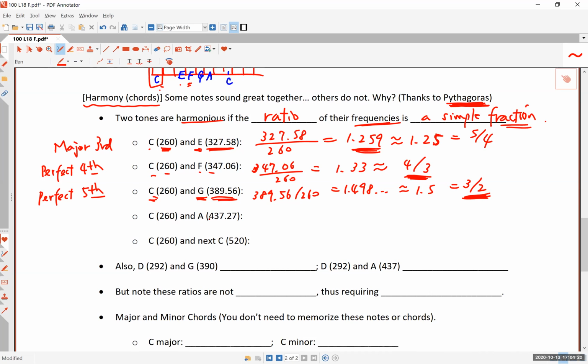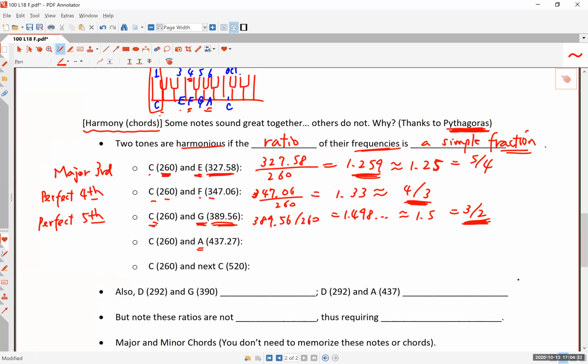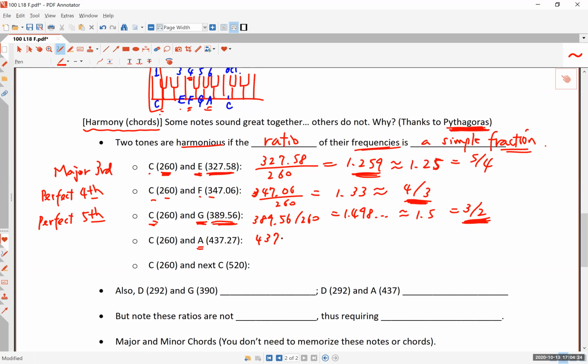And then how about A? So this will be this A here. And if you divide 437.27 divided by 260, you get something like 1.6818, not very close, but it is fairly close to 1.66, which is 5/3. Okay. And so this is because it's a sixth note in the scale and in the key of C. This is called the major sixth sound. Okay, and there's a minor sixth, which is A flat.